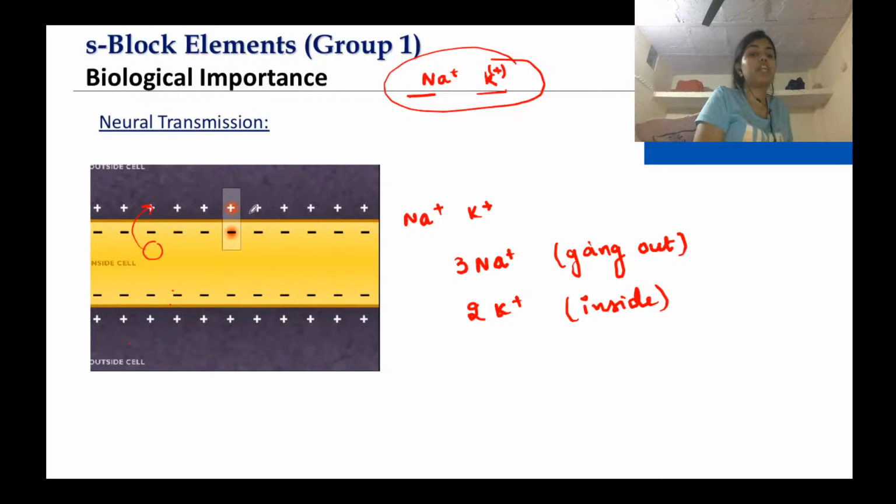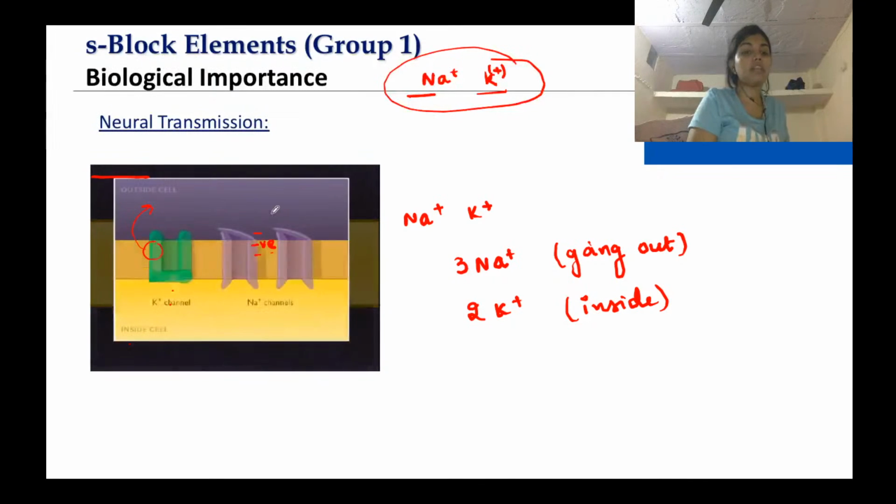Now the potential difference is maintained here. You can remember that outside the cell there is more positive charge, and inside there is less positive charge, or you can say negative charge. Outside there is more positive and inside there is more negative. Now when the electrical signal is passed, the sodium channels are opened. So sodium can travel from outside to inside. You can see here that when the signal passes, sodium can transfer from outside to inside. Previously it was going out. Now the channels are open when the nerve impulse is passing through, so sodium can also travel inside.